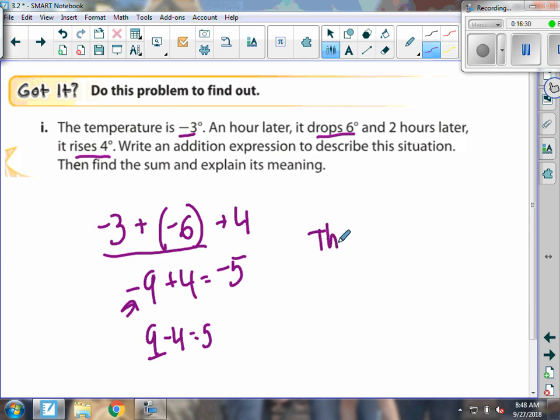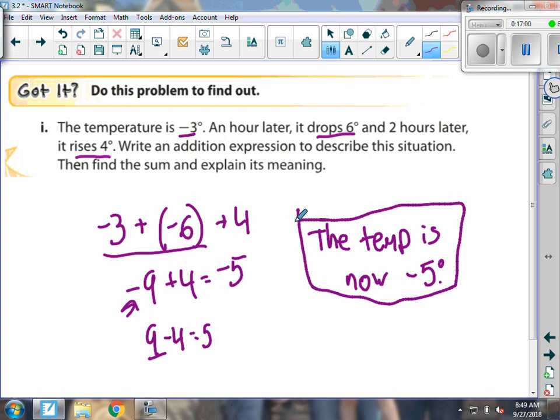It means the temperature is now -5 degrees. So we started at -3. It dropped 6 degrees. So when it dropped 6 degrees, it became -9 degrees. And then it rose 4 degrees, making it now -5 degrees. So the temperature is now -5 degrees.